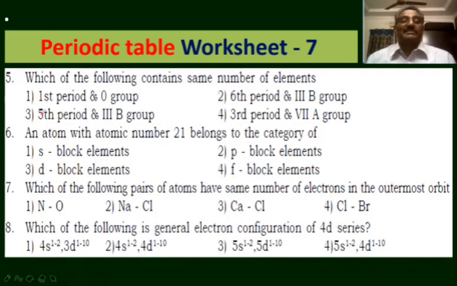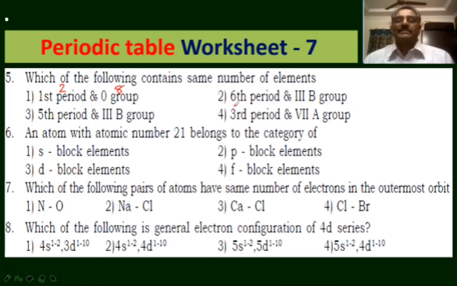Next, fifth question. Which of the following contains the same number of elements? First period and 0 group. What is the number of elements in the first period? 2. 0 group. 0 group is nothing but 18th group. It contains 7 elements: helium, neon, argon, krypton, xenon, and the newly discovered element.